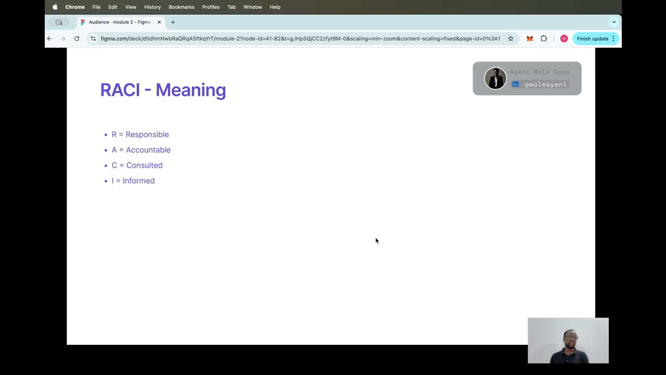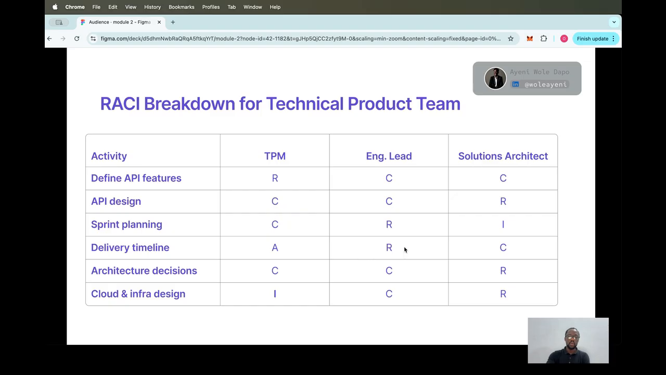In delivering this particular feature, who should be informed, who should be carried along? They don't have to make decisions or contribute to the development process or decision-making process, but you are expected to inform them that this is what we are doing, this is how we're doing it, and this is what the potential outcome will be. Also, the engineering lead is responsible for driving delivery. However, they consult the solution architect and the TPM holds both of them accountable.